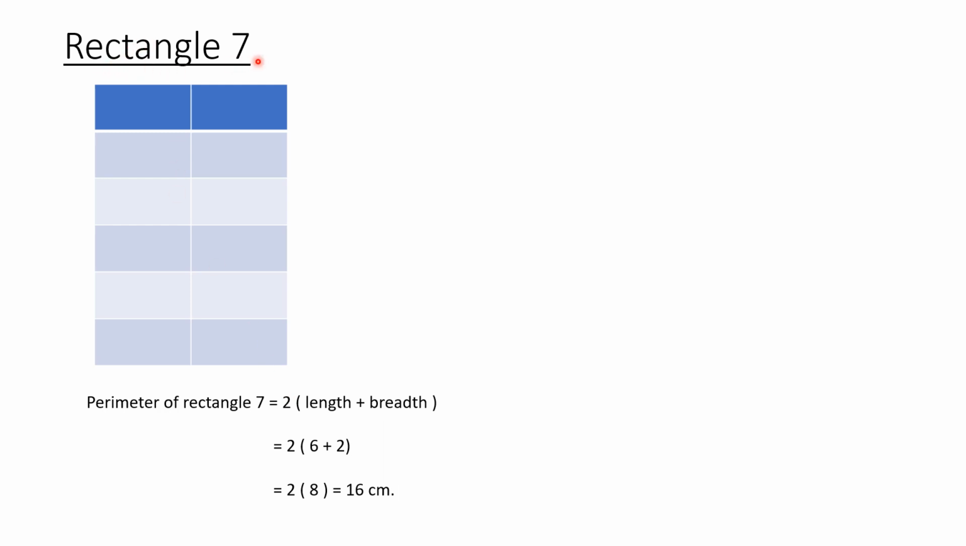Last one, that is rectangle 7. Again, you have to draw the rectangle in the notebook. Perimeter of rectangle 7 is equal to, write the formula 2 bracket length plus breadth. What is the length here? 1, 2, 3, 4, 5, 6. So right here that is 6 centimeter and breadth is 2 centimeter.